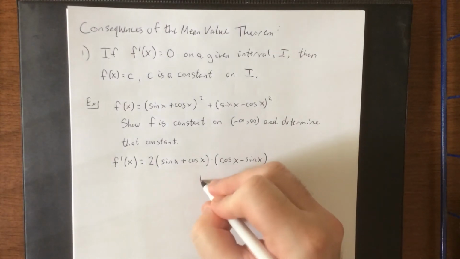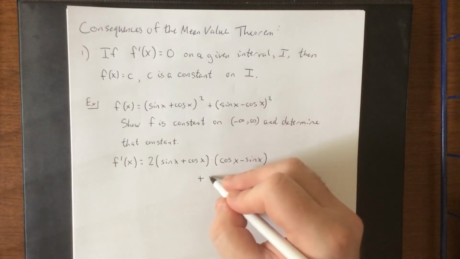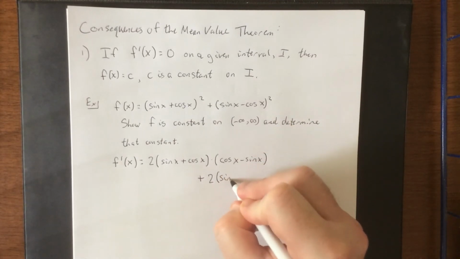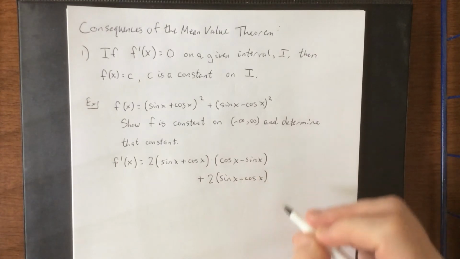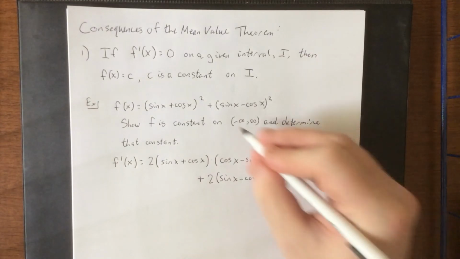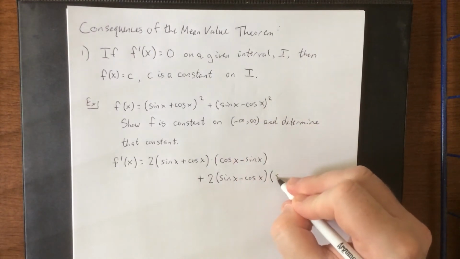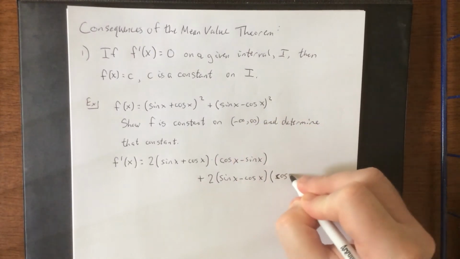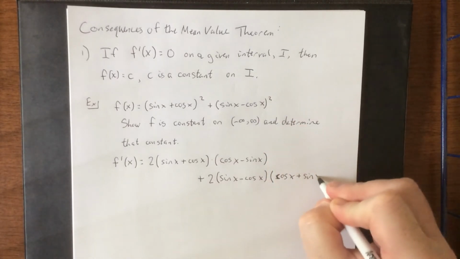Then we'll move on down to the next line for the second set of parentheses over here. Again, we'll start with the power rule and say 2 times this thing raised to the first power, and then multiply by the derivative of what's on the inside. Derivative of sine of x, that will be cosine of x, and derivative of negative cosine of x will be plus sine of x.